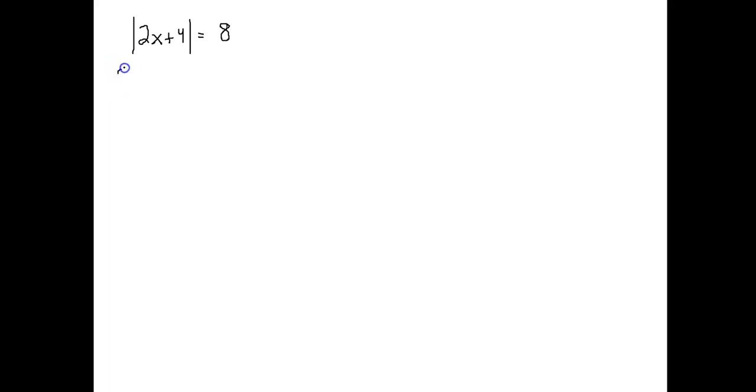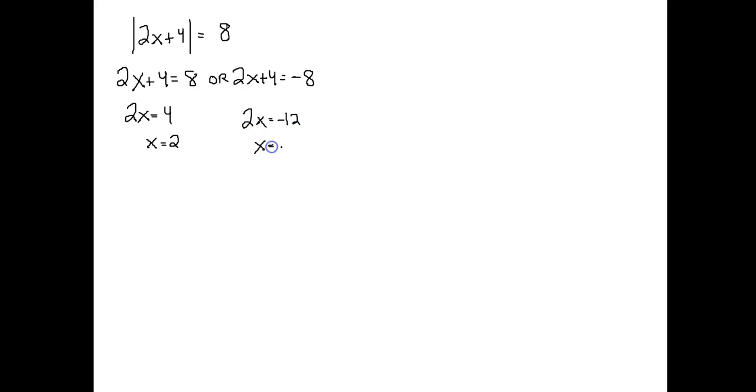So here we go. We got to set up two scenarios. Either the 2x plus 4 inside the absolute value equals the 8, or what's inside equals negative 8. And of course, after we apply the absolute values, then you get your positive 8. So you got to make sure you solve for both scenarios. Okay, if 2x plus 4 equals 8, 2x equals 4, x equals 2. And if 2x plus 4 equals negative 8, 2x equals negative 12, x equals negative 6.